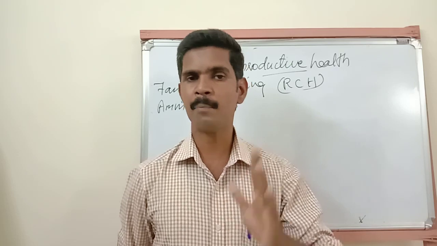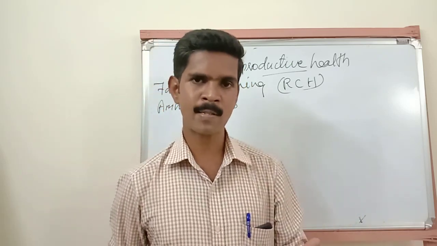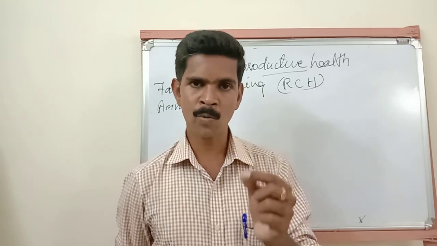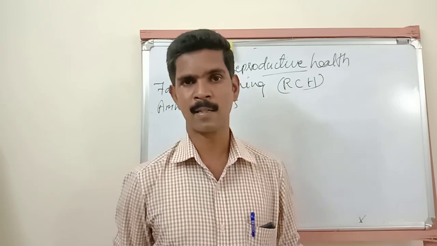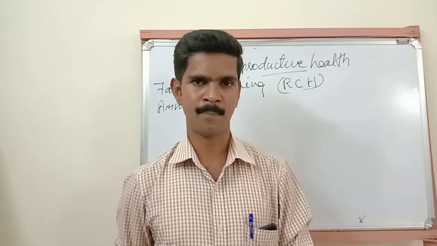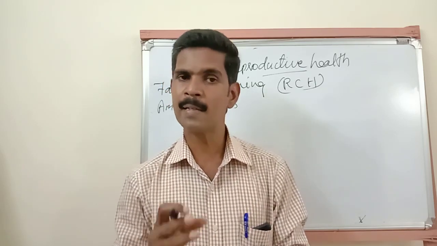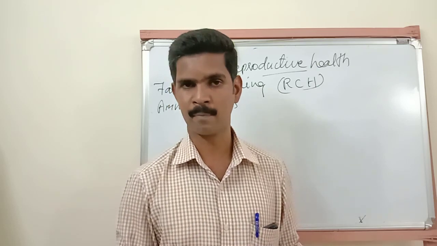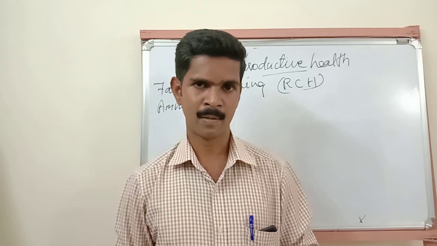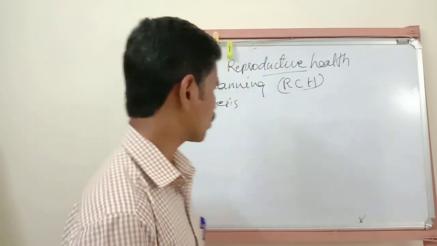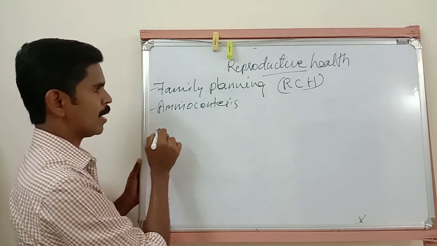So the government has strictly banned the amniocentesis technique. The main use of amniocentesis, when it was introduced in the medical field, was to detect the chromosomal abnormalities of the fetus. But nowadays people misuse it to identify the sex of the fetus. When they detect that the fetus is female, immediately they will kill the fetus. In some areas it is happening. That is why the government has strictly banned amniocentesis. Then two more questions. The first question was family planning, the second one amniocentesis.